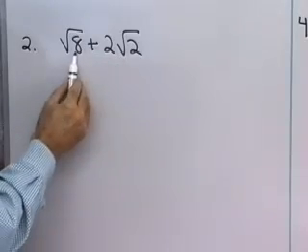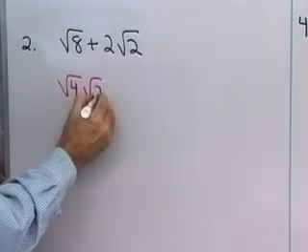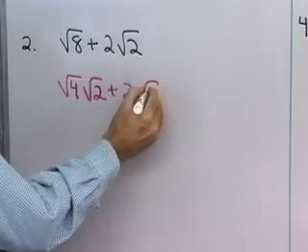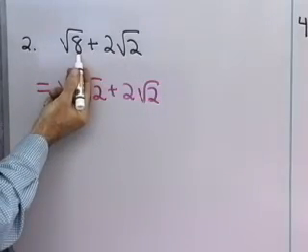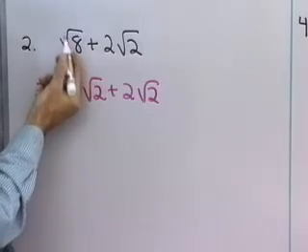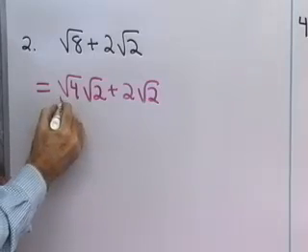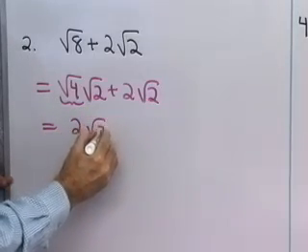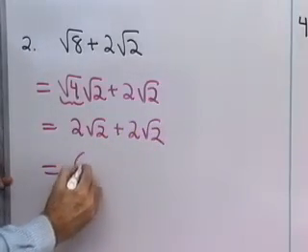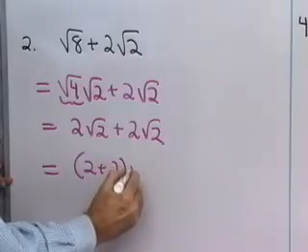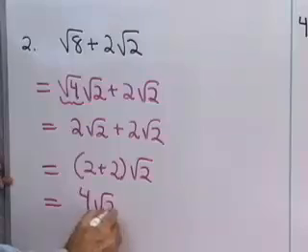simplified form for radicals. Notice that square root 8 is the square root of 4 times the square root of 2, plus my 2 square root 2. So here's 2 steps at once. At one time I write 8 as 4 times 2, then the square root of 4 times 2 is the square root of 4 times the square root of 2. This simplifies to 2 square root 2, plus I have another 2 square root 2. By the distributive property, that's 2 plus 2 times square root 2, which is 4 square root 2.